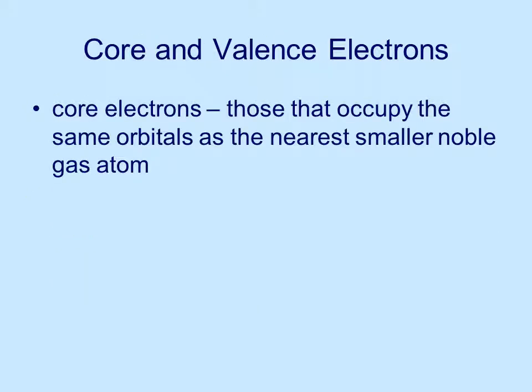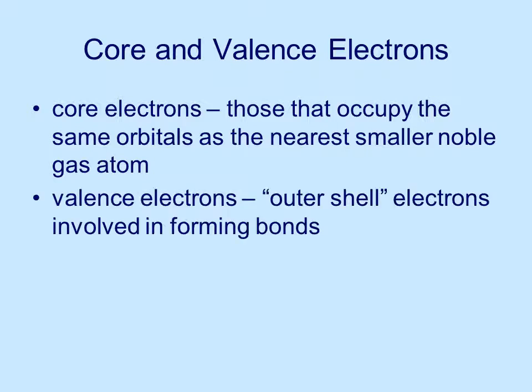Now we talk about core and valence electrons. Core electrons are those that occupy the same orbitals as the nearest smaller noble gas atom. The core electrons are not involved in either ionic bonding or covalent bonding. So they're needed to balance the number of protons, but they do not get involved in either type of bonding.